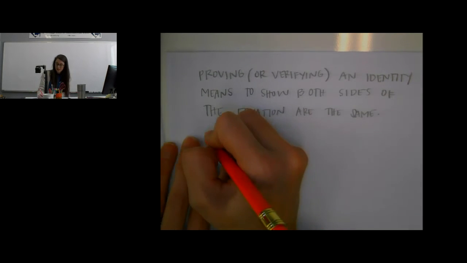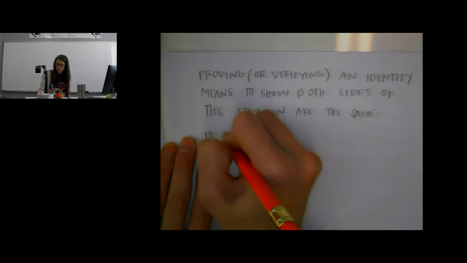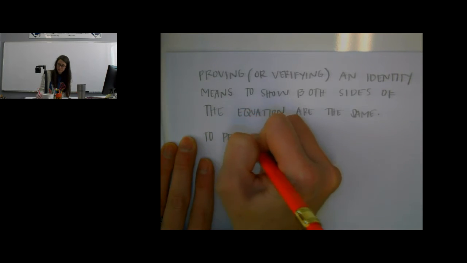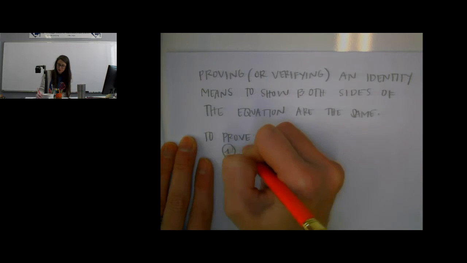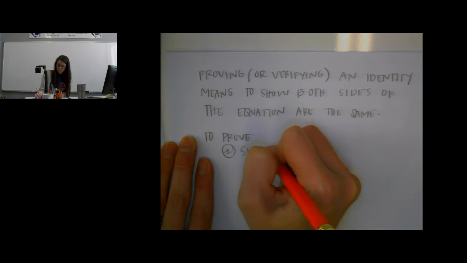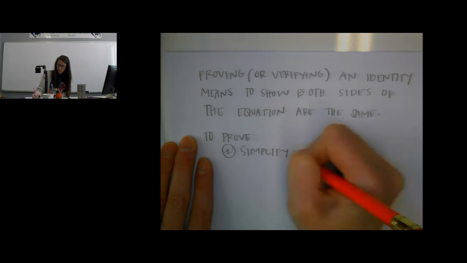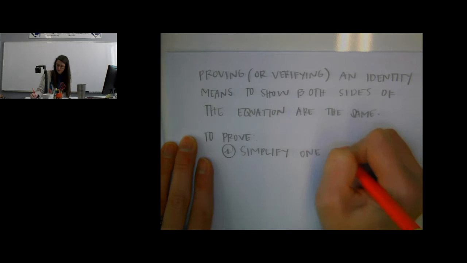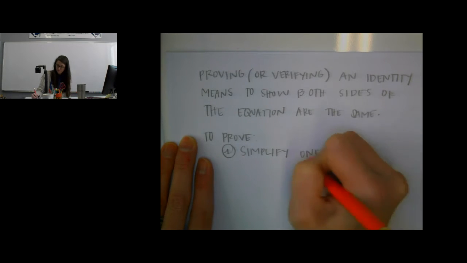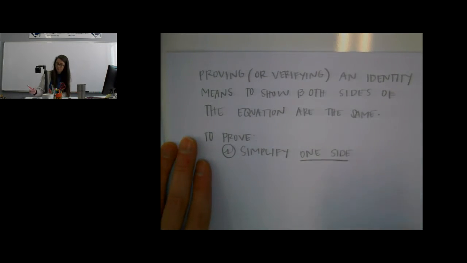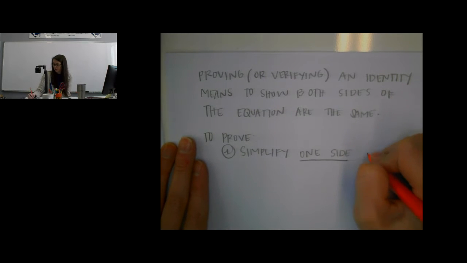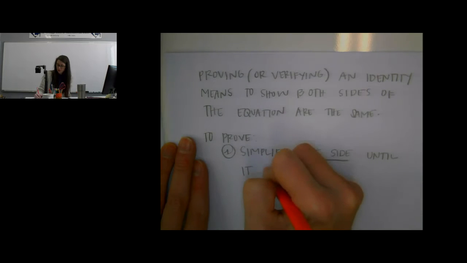Okay, so to prove or verify an identity, you just want to simplify one side until it equals the other.